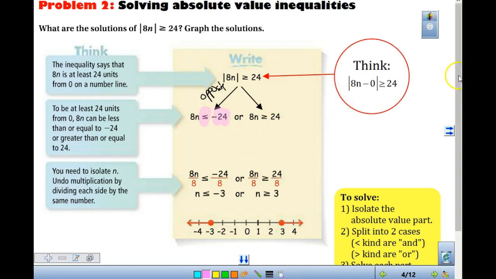And then this is the one where they kept it the same, the positive, where they just wrote 8n greater or equal to 24. Everything stayed the same. We're going to divide by 8 in both cases, division property of equality. We get n is less or equal to negative 3, or n is greater or equal to 3. The reason they used an or: if it's in this solution or in this solution, it can't be in both of them. It's going to be in one or the other.